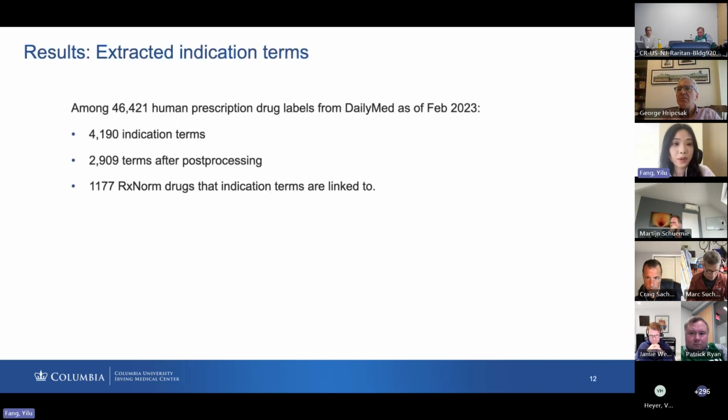So eventually, we extracted 4,100 indication terms from 46,000 human prescription drug labels from DailyMed as of February 2023. And after post-processing, we had 2,900 terms left. And these terms were linked to 1,100 RxNorm drugs.